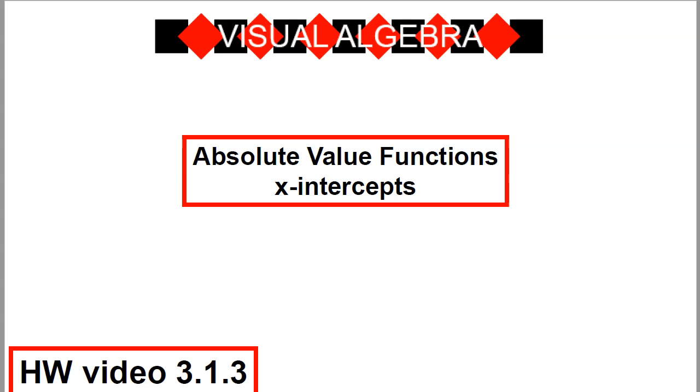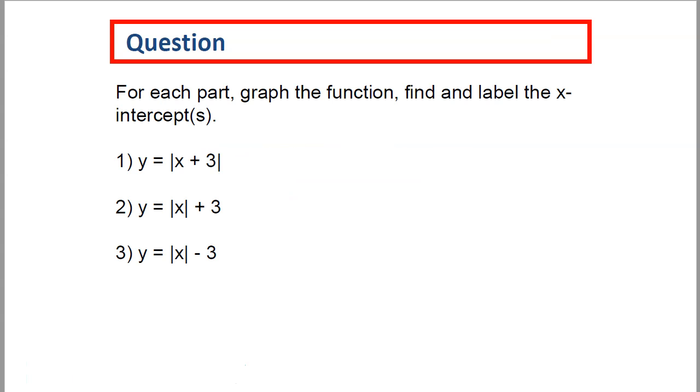In this video, we'll look at finding x-intercepts for some absolute value functions. Our question is, for each part, graph the function and find and label the x-intercepts. And we're given 3 absolute value functions.